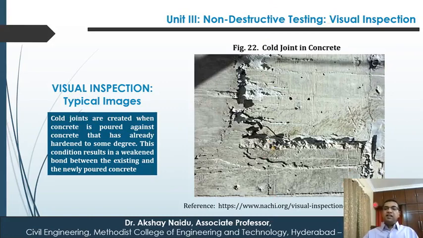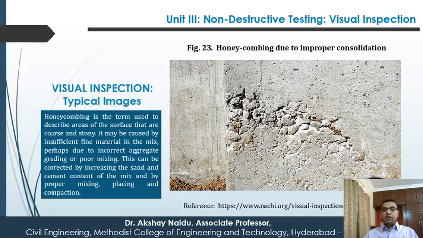So in that case, this is already hardened concrete, this is the fresh concrete which later on gets hardened, and at the interface the joint is not proper. Okay, so this creates a very weak bond. So these are called cold joints.